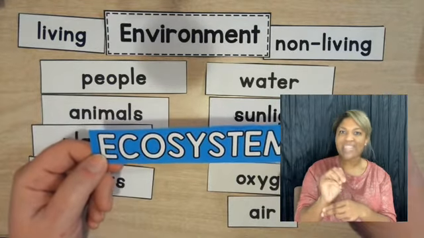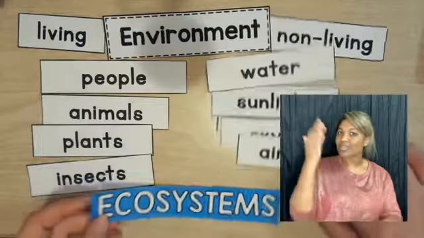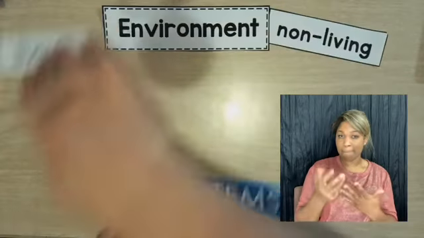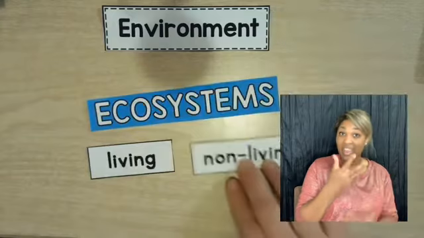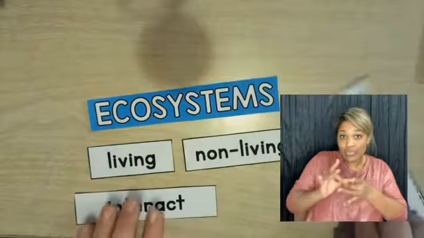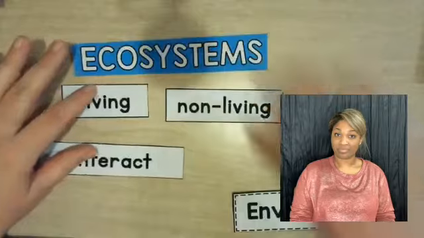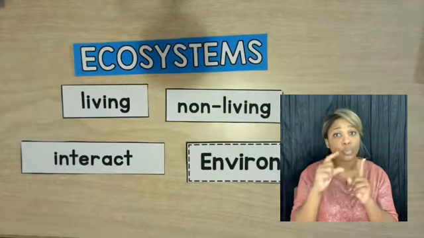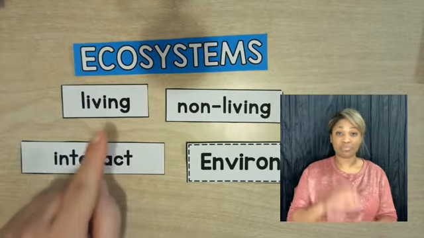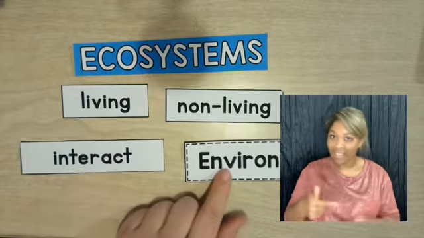So that is our word. And that's the definition that we want to know, that an ecosystem is living and non-living things that interact in the environment. So these are all important words. These are important terms for you to know. An ecosystem is made up of living and non-living things that interact in an environment.